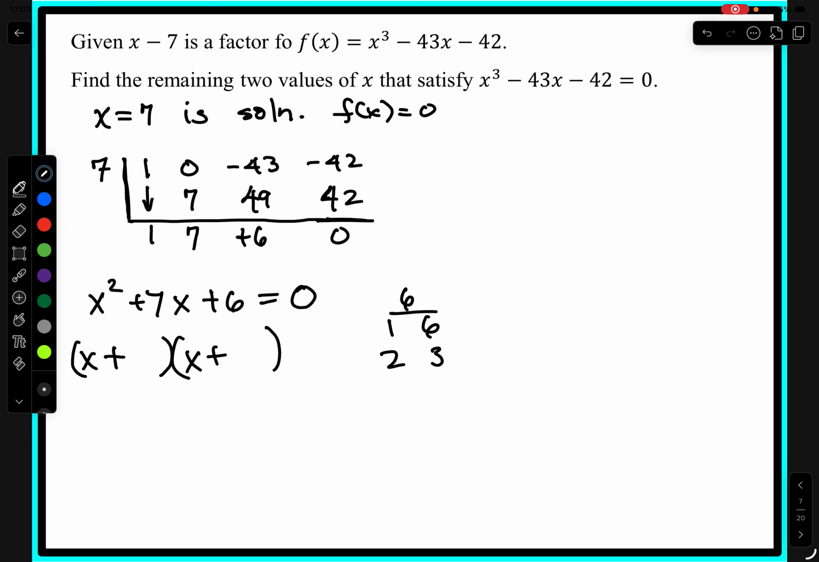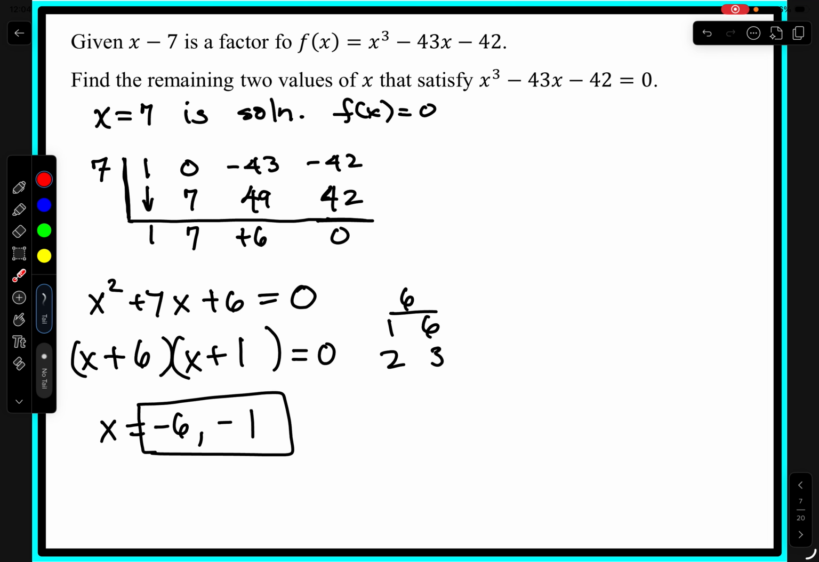Both signs are going to be positive, since this is positive, that's positive, and positive times positive is positive. And since we want the number 7 there, we can use the numbers 1 and 6. So 6 and 1 work. So that means figuring out what makes that equal to 0 means that x would have to equal negative 6 and negative 1. So there are the other two solutions to the equation equal to 0.